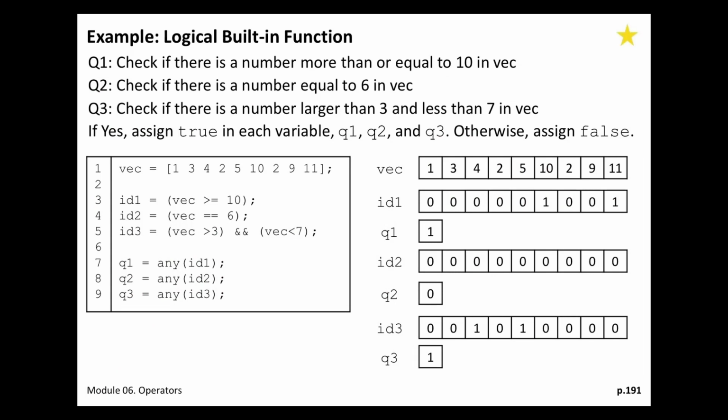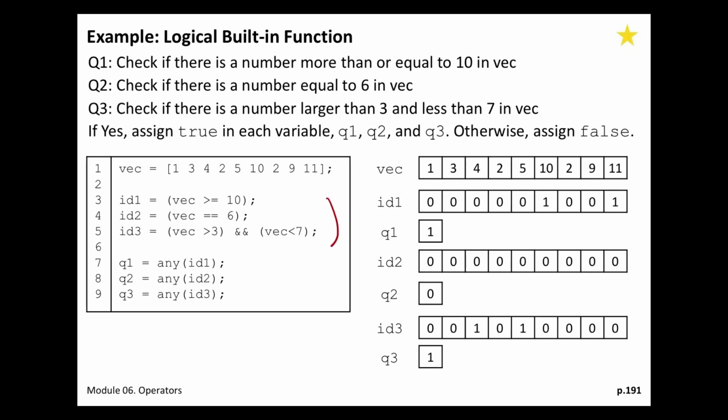The previous question is to find the number in the input vector that satisfies this condition. We use this logical operator to generate the logical vector, where the true location that satisfies the condition has a 1, a true, otherwise a 0. That is how this works.